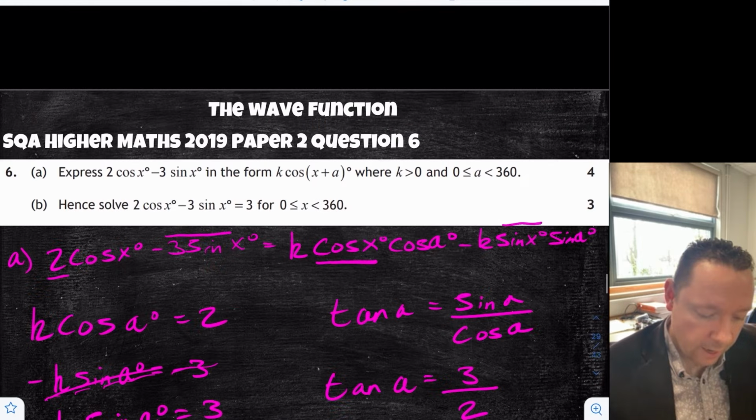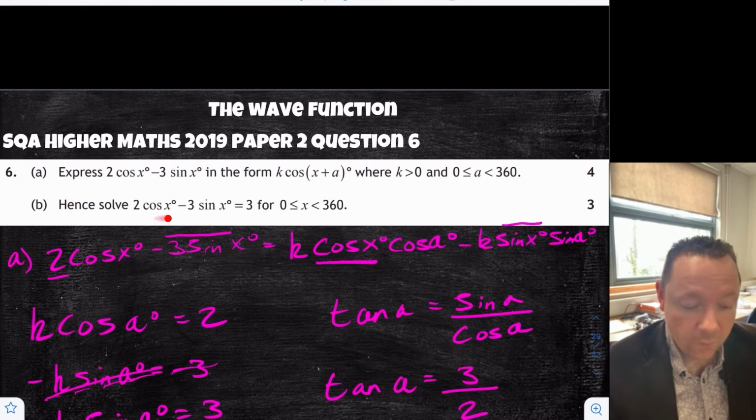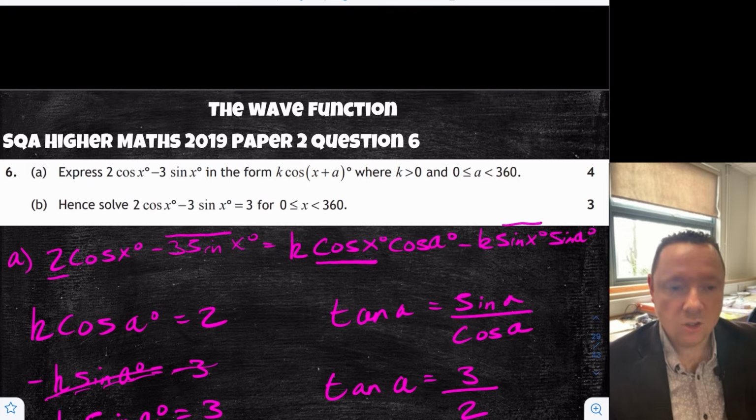Part B, hence solve 2 cos x minus 3 sin x equals 3. Just check, is this side the same as that side? It's either going to be the same or it'll be a multiple of this, which means you do a multiple of that. It is the same in this case, so we can just write our answer equals 3 and solve.